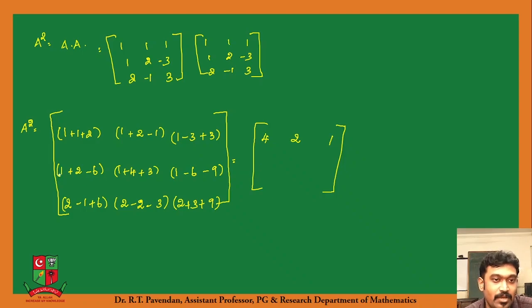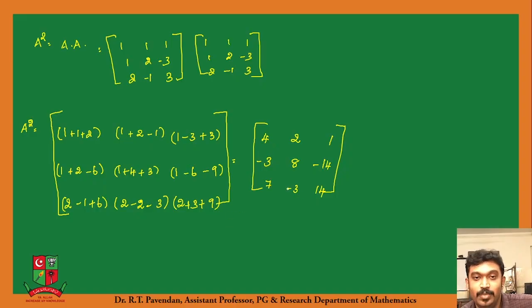And the next two elements are 1 plus 2 is 3, minus 6 means it is going to be minus 3. And 1 plus 4 plus 3, 4 plus 4, that is 8. 1 minus 6 is minus 5, minus 5 minus 9 is minus 14. The next one is 2 minus 1, that is 1, plus 6 is 7. 2 minus 2 is 0, minus 3, so minus 3. 3 plus 2 is 5, plus 9 is plus 14. So the actual A square is 4, 2, 1, minus 3, 8, minus 14, 7, minus 3, 14.